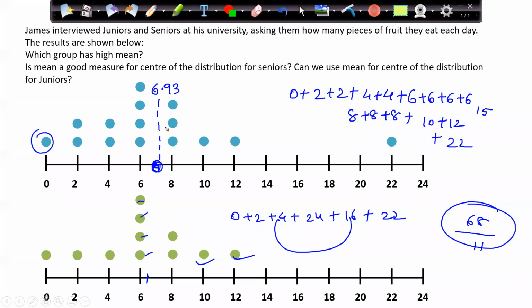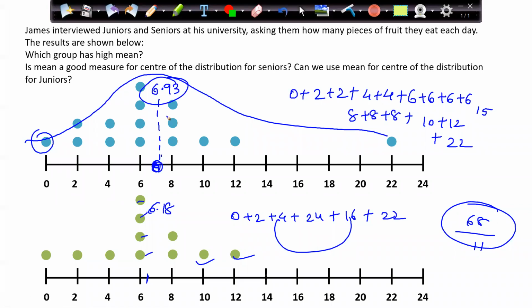Right, so obviously 6.18 is less than 6.93. As per the visual appearance, it looks like the mean of the junior is more, and we just did the calculation and found out that yes, the mean is higher for the juniors. That is 6.93.